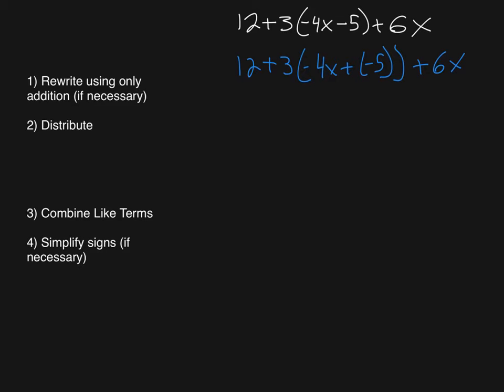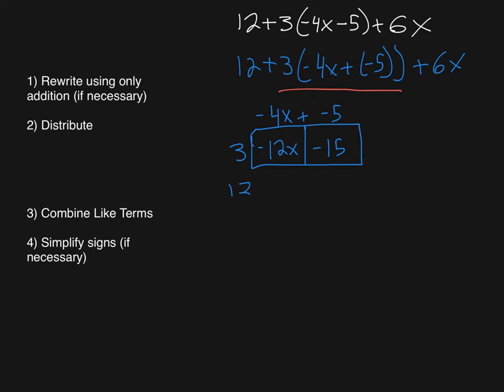Now, step 2, I want to distribute. Here is my distribution right here, where I have 3 times -4x plus -5. So in order to do that, I'm going to draw our boxes. We're multiplying 3 by -4x and -5. 3 times -4x, that's -12x. 3 times -5 is -15. So I'm going to rewrite my expression after the distribution step.